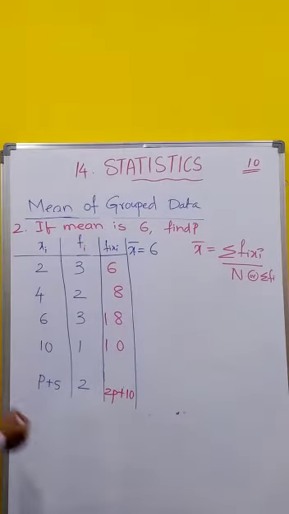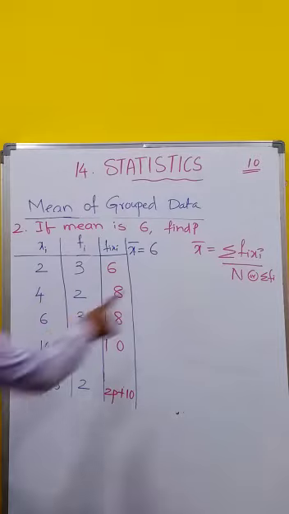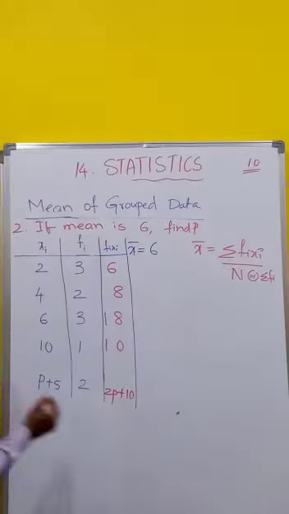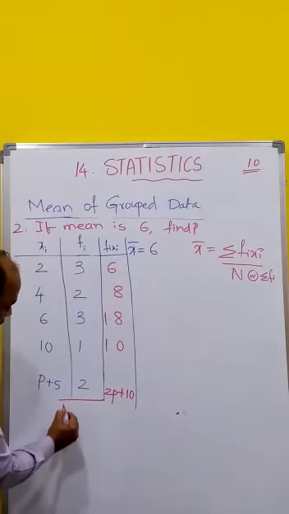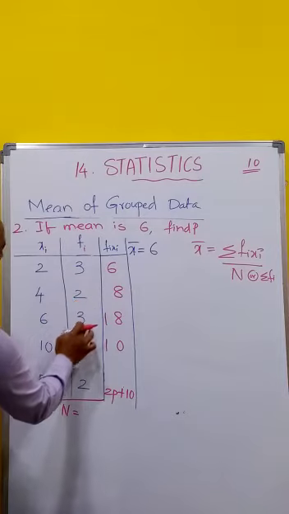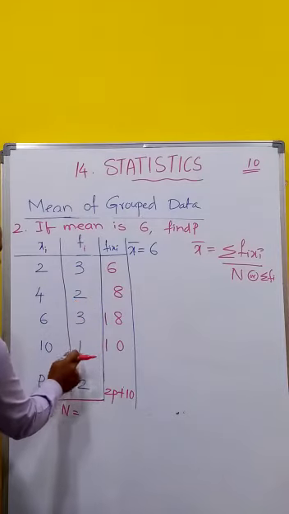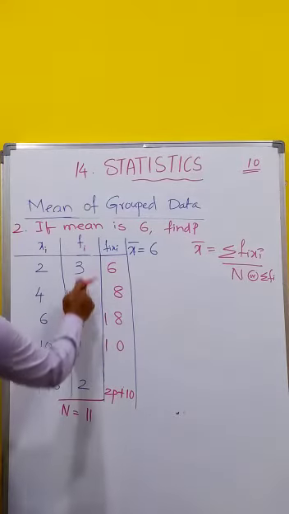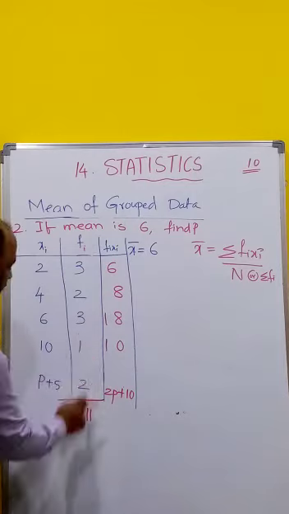Clear? Okay. Now what is the next step? Sigma fi xi we have to find, and the n value. First add these terms, find out the n value. N is equal to 3 plus 2, 5, 5 plus 3, 8, 8 plus 1, 9, 9 plus 2, 11. Clear children? 5, 8, 9, 11.